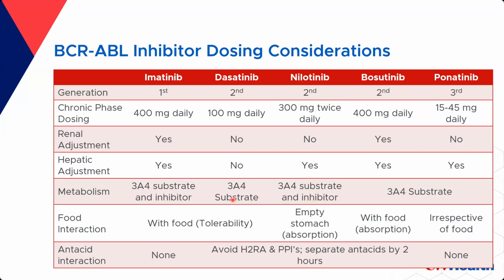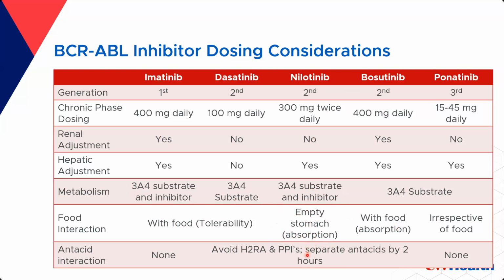In terms of food interactions, ponatinib is the only one that can be taken without regard to food. Imatinib and dasatinib don't have to be taken with food, but typically we do recommend that they do for GI tolerance reasons. Bosutinib should be taken with food to aid in drug absorption. And then nilotinib is going to be the only agent here that has to be taken on an empty stomach. So again, something worth considering, knowing that this is a twice daily medication.